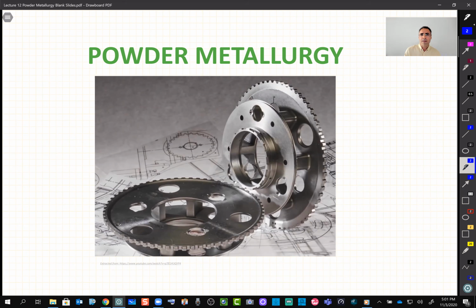Today, the process to make an object out of a metal is a little bit different than previous approaches. Instead of melting a metal, we make a powder out of it and we make the desired part that we want. All right, so this is the topic for today's lecture. It's a relatively simpler and shorter topic, similar to the previous lecture.